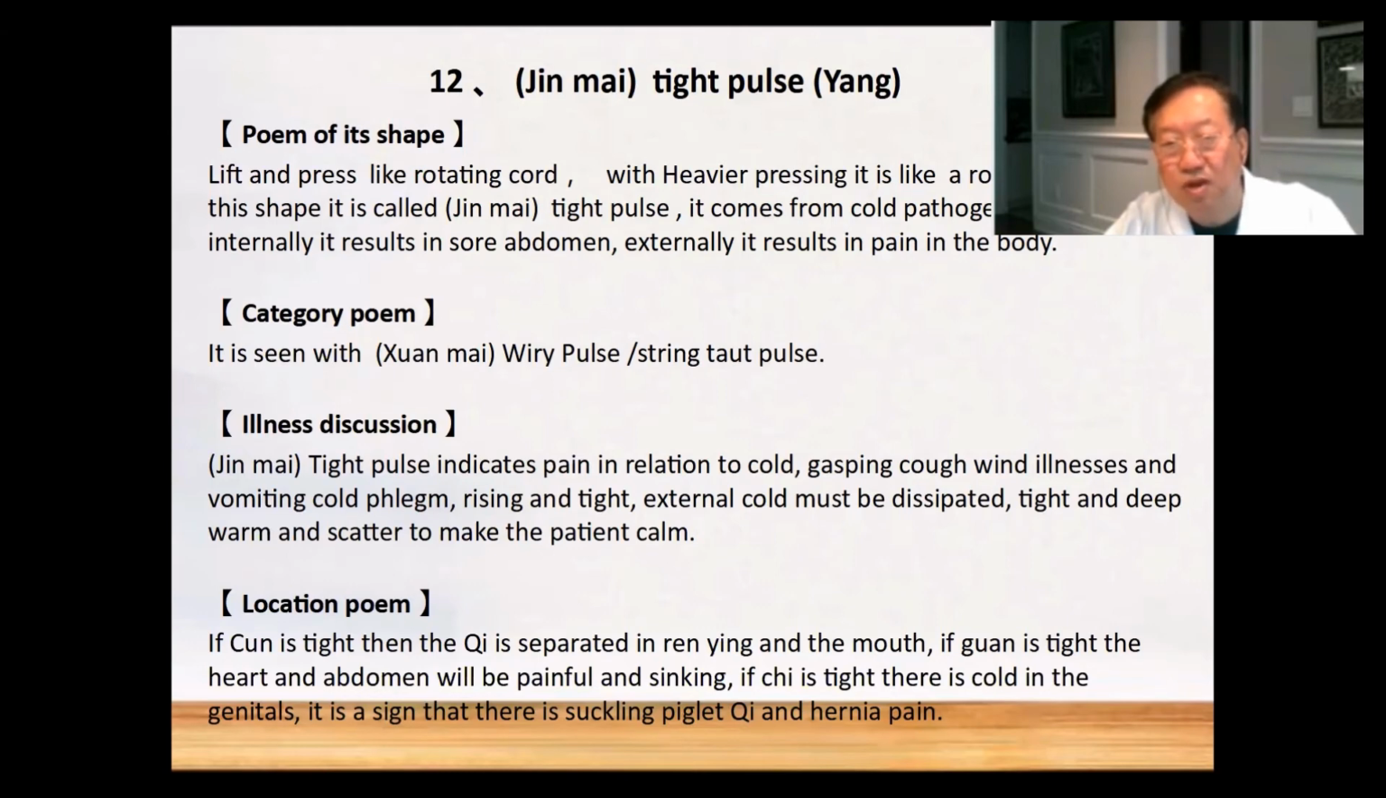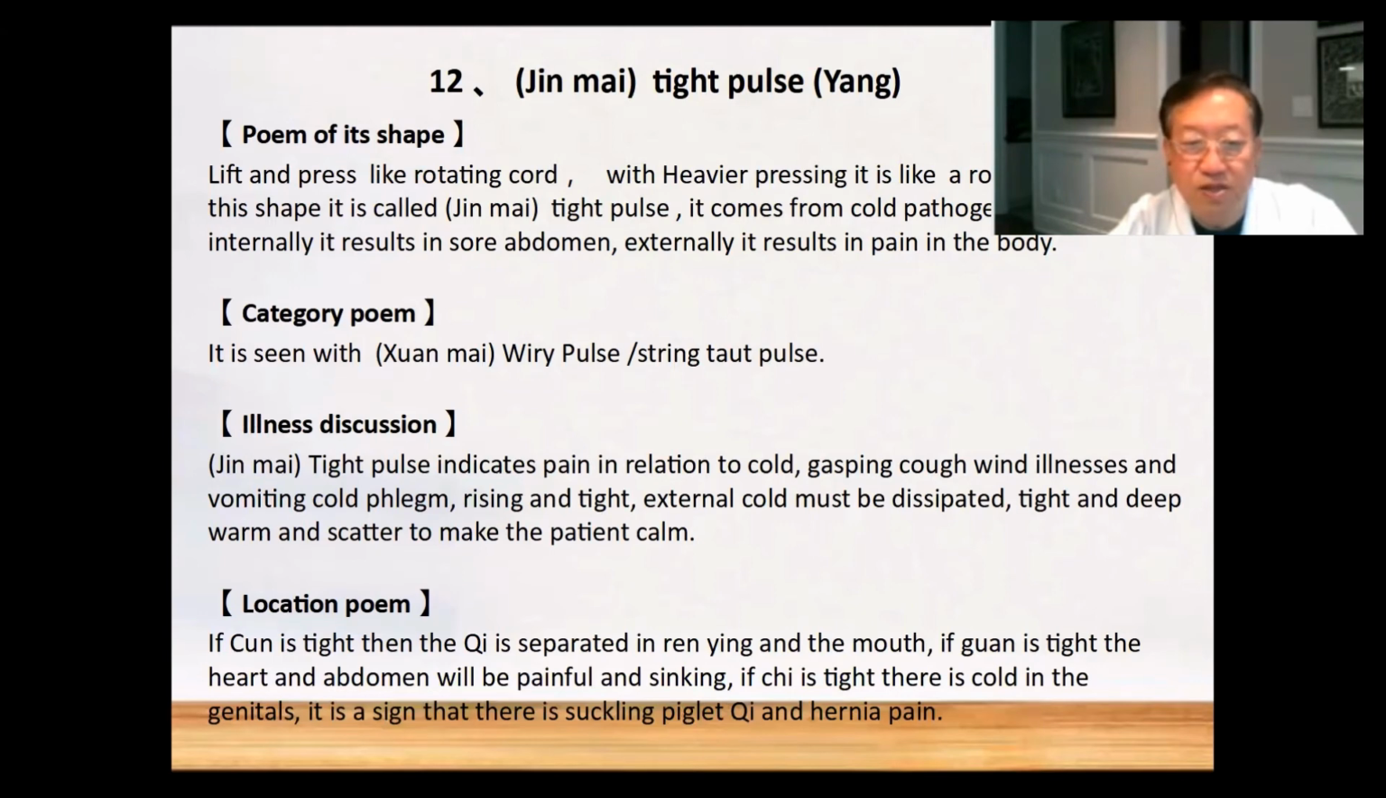Category poem. It's seen with Xuanmai, or wiry pulse. Illness discussion. Jinmai, or tight pulse, indicates pain in relation to cold. Gasping, cough, wind illnesses, and vomiting, cold phlegm, rising and tight, external cold must be dissipated. Tight and deep, warm will scatter and make the patient calm.